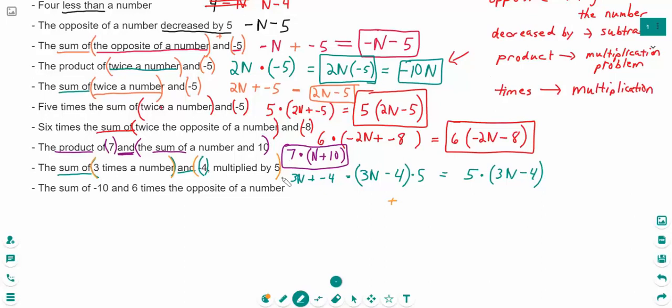Because then we would have said the sum, the first addend is 3 times a number, it's 3n. The second addend is negative 4 multiplied by 5, which is a negative 20. And we would have ended up with 3n minus 20. And you can see how this is not the same as this.